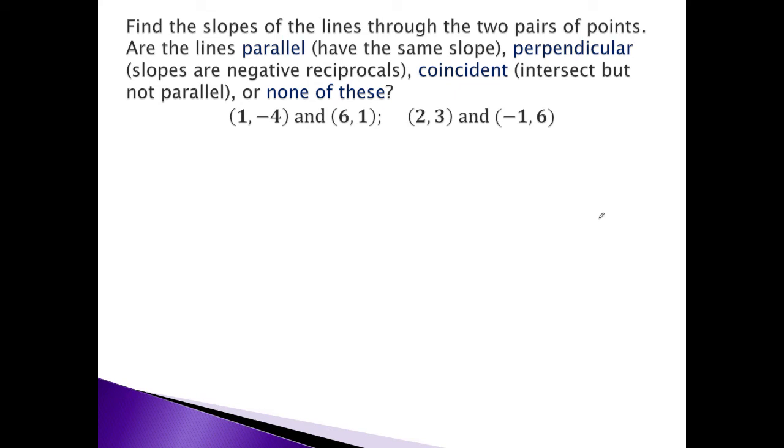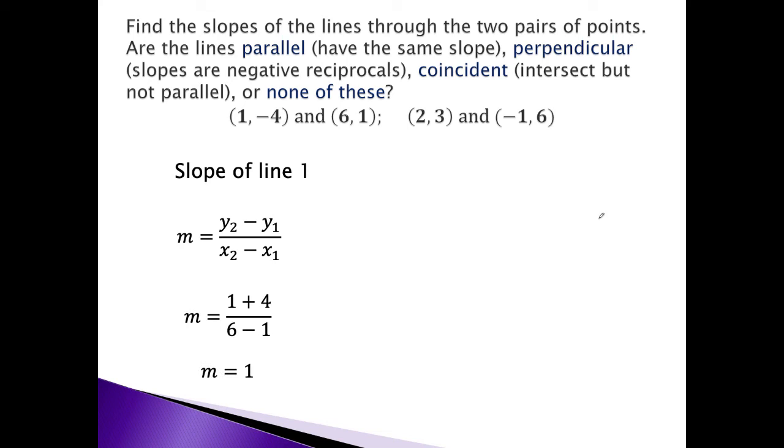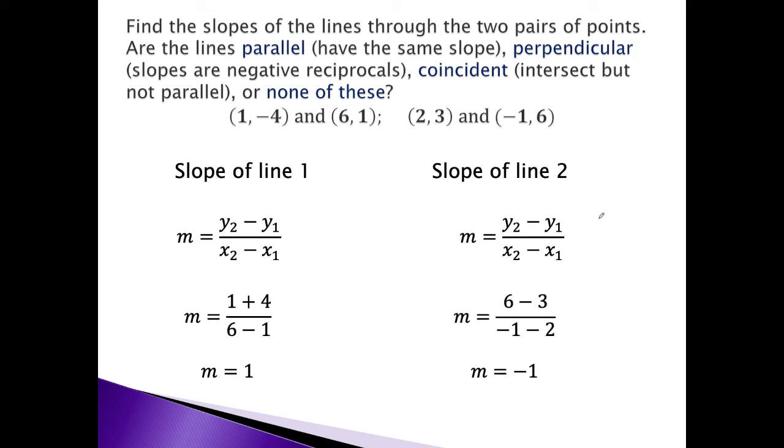So I call (1, negative 4) and (6, 1) line 1, and (2, 3) and (negative 1, 6) line 2. If I find the slope of line 1, that's m equals y2 minus y1 over x2 minus x1, so that's 1 plus 4 over 6 minus 1, that gives me 1. The slope of line 2 is y2 minus y1 over x2 minus x1, so that's 6 minus 3 over negative 1 minus 2, which is negative 1. Negative 1 over 1 is negative 1, so these lines are perpendicular.